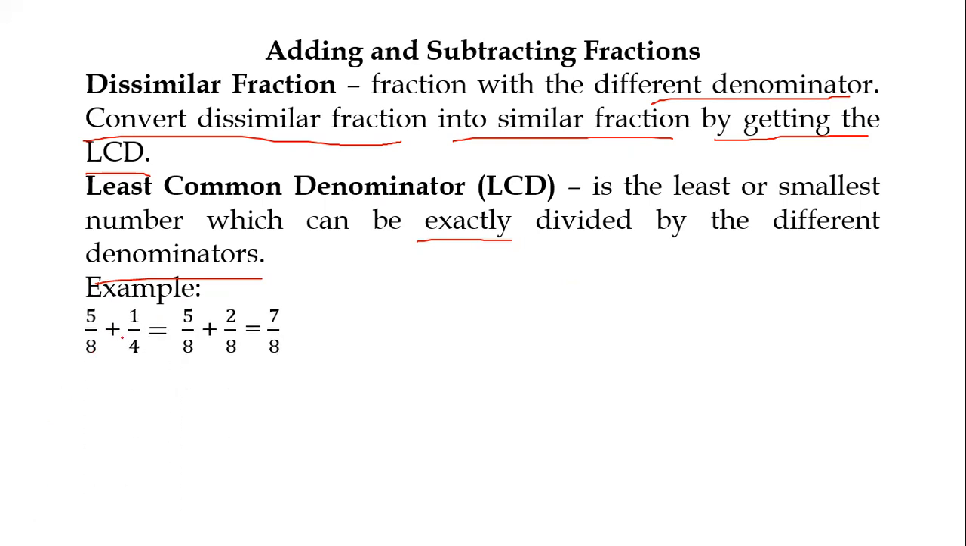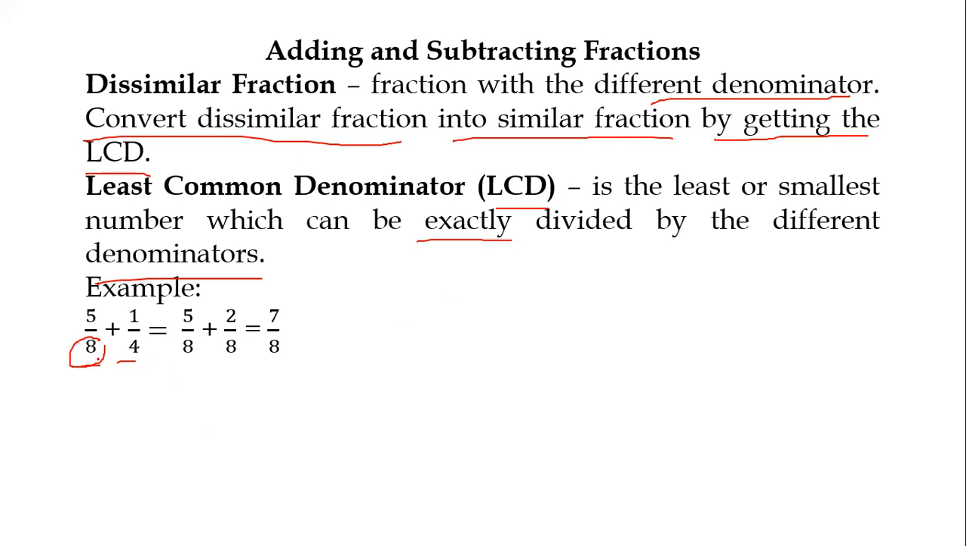So 5 over 8 plus 1 over 4. First technique natin, as you can see first, 8 and 4 are dissimilar numbers. So ang first technique, look for the highest denominator. So the highest denominator here is 8. So titingnan natin kung pwede ba siyang gamitin as LCD. Dapat exactly, walang magiging remainder.